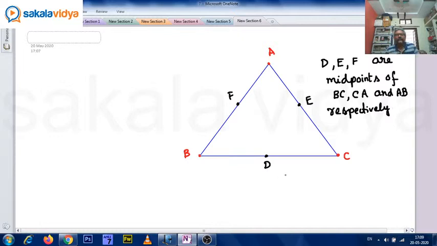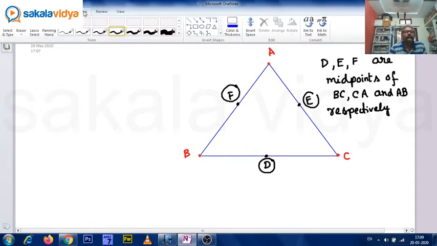Suppose here is one question. The vertices A, B and C have not been given. Instead of them, the midpoints of BC, CA and AB are given. Then we need to find out A, B and C. Let us see how to find them now.